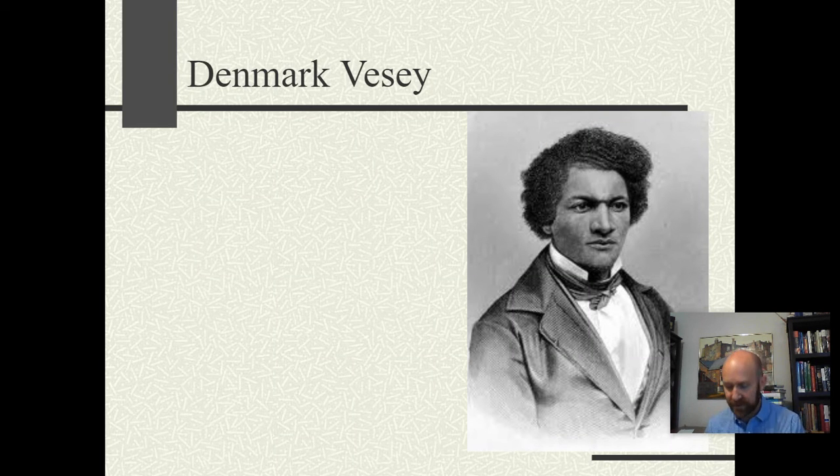The first we're going to talk about is Denmark Vesey. He's a slave on a ship, so he's a sailor who's going to earn money. Whenever the ship stops at port, he'll be able to use his free time to earn a little extra money to buy his freedom. He will save up enough money to buy his own freedom. Once he buys his own freedom, though, he's not able to save up enough money to buy the freedom of his family.